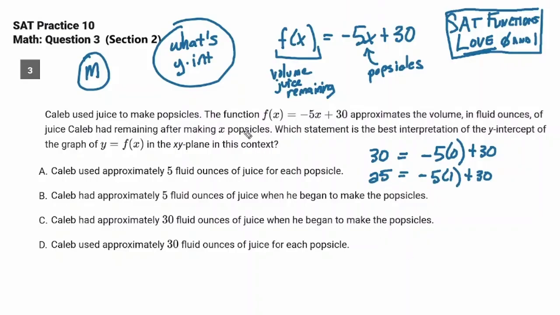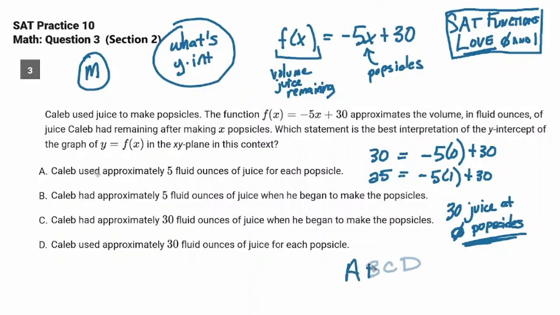All right, what do you think the y-intercept is? It looks to me like the y-intercept is 30 juice when I do 0 popsicles. So I'm going to write that down. And then I'm going to go to A, B, C, D and I'm going to cross stuff off. A. Caleb used approximately 5 fluid ounces of juice for each popsicle.